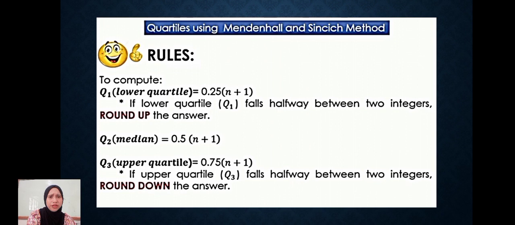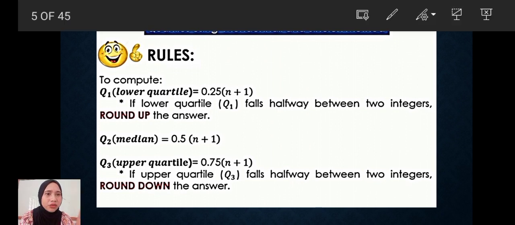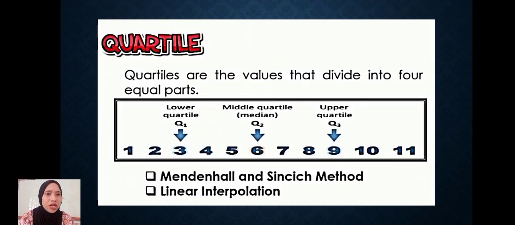So for example, in our example from 1 up to 11, if our Q3 is in between 9 and 10, or 9.5, for Q3 we will always round down. And for the lower quartile, if Q1 is between 2 and 3, meaning the answer is 2.5, we will always round up.